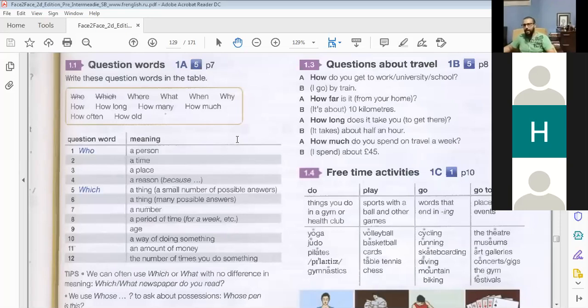What about a place? What do we use if we want to ask about where? Okay, so let me just mark the ones we answered. So when is for time, where is for place, who and which are already answered. What about reason? If we want to ask about reason. Why? That's correct. What about if you want to ask about a thing, but you have a lot of possible answers?